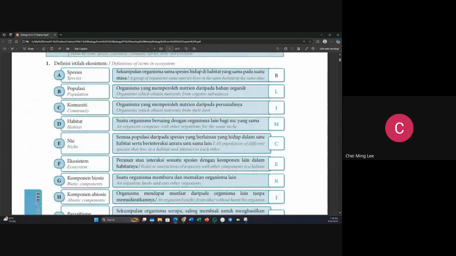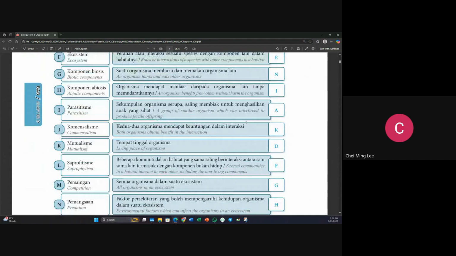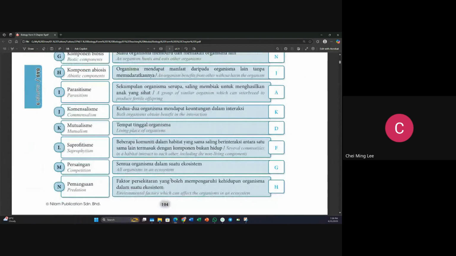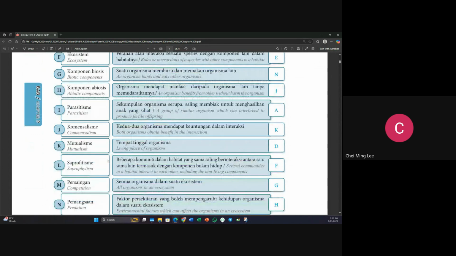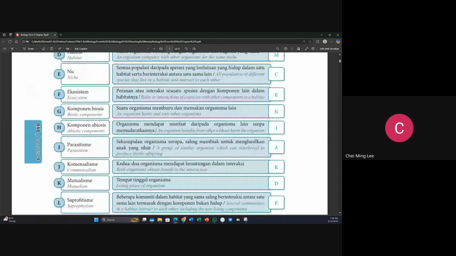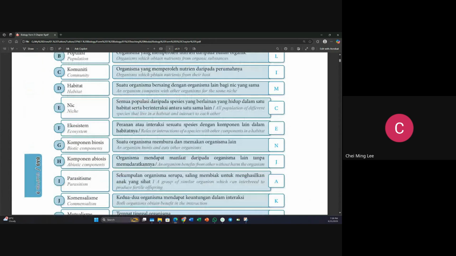Abiotic components are the environmental factors that can affect the organisms in an ecosystem, like weather and pH value. Parasitism is a kind of interaction. Let's see the interactions. It is when an organism obtains nutrients from other hosts. It's a kind of interaction.